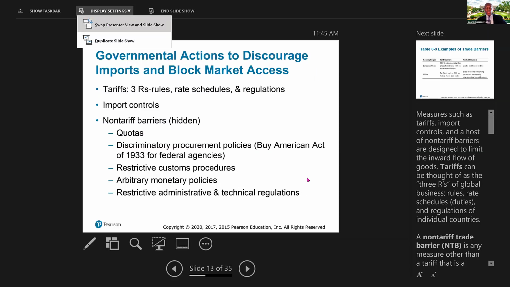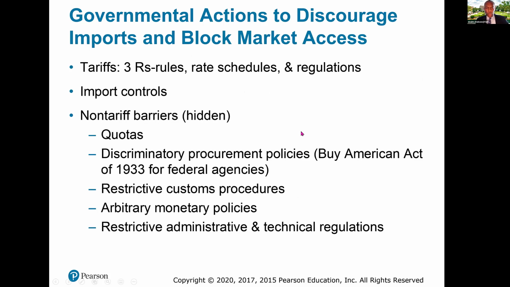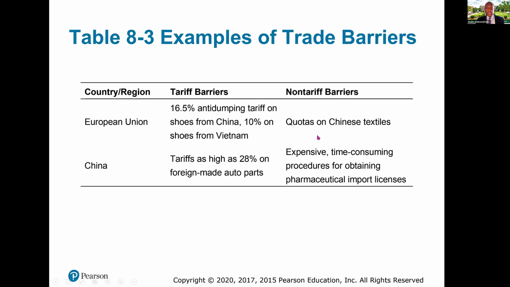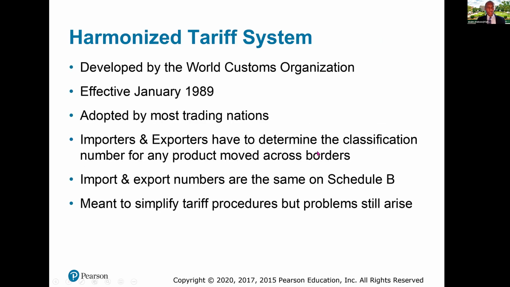So a few more things in chapter 8 before I go back to the drawing board. Here we have tariffs and non-tariffs again: quotas, discriminatory procurement procedures in terms of supplier relationships, monetary policies, administrative and technical regulations. That is the graph I was talking about. The idea of time-consuming procedures for obtaining, in this case, pharmaceutical import licenses. Barriers that don't involve the taxes, but also involve other types of delays.